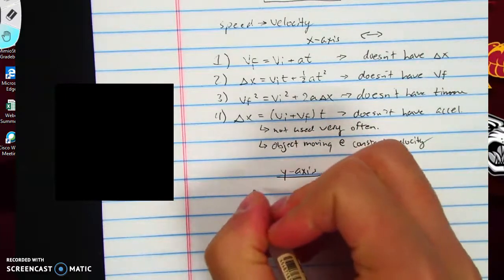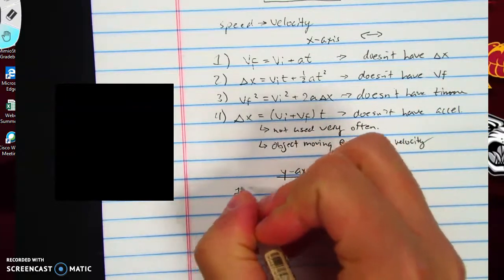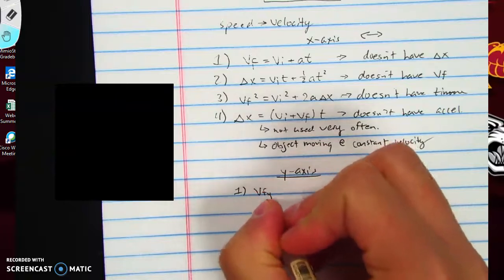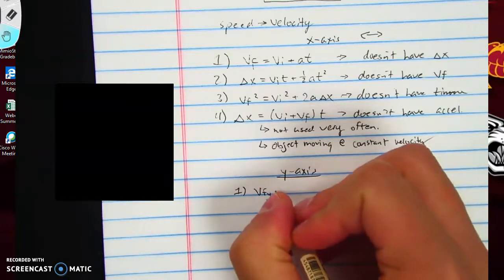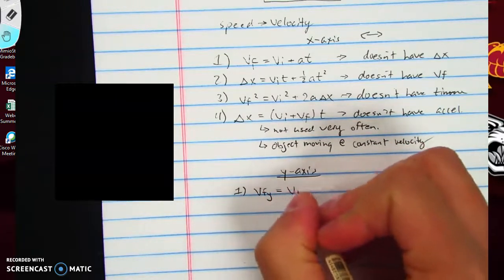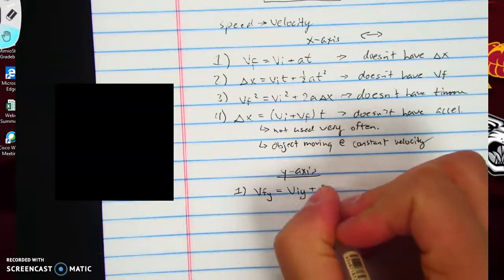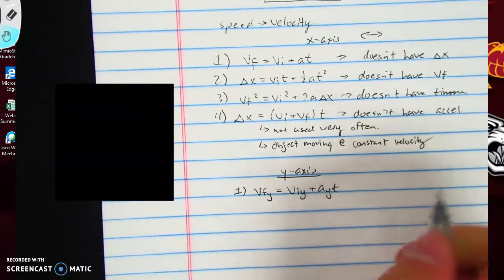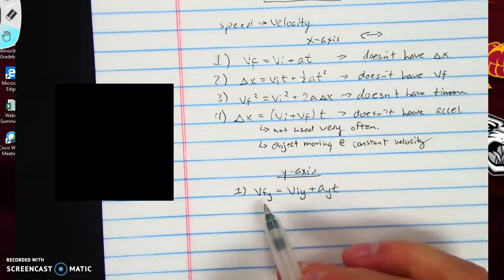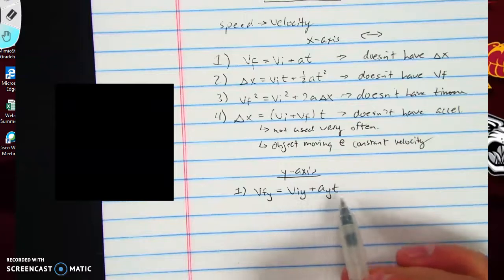They are literally the exact same equations. I'm just going to add little y's on all of these vector quantities. So v final y equals v initial y plus a y t.